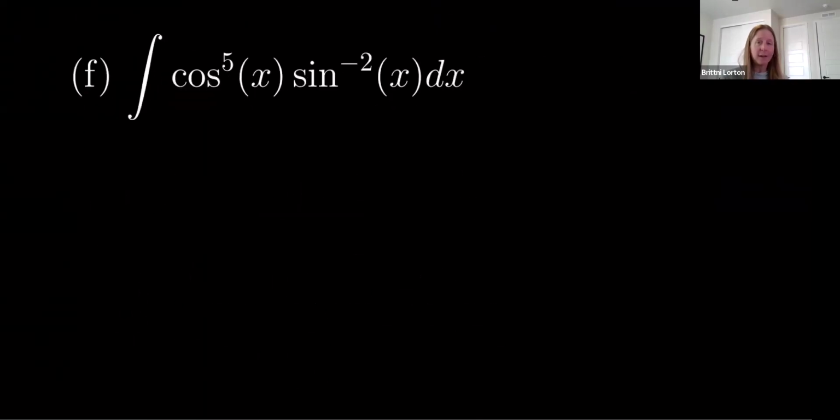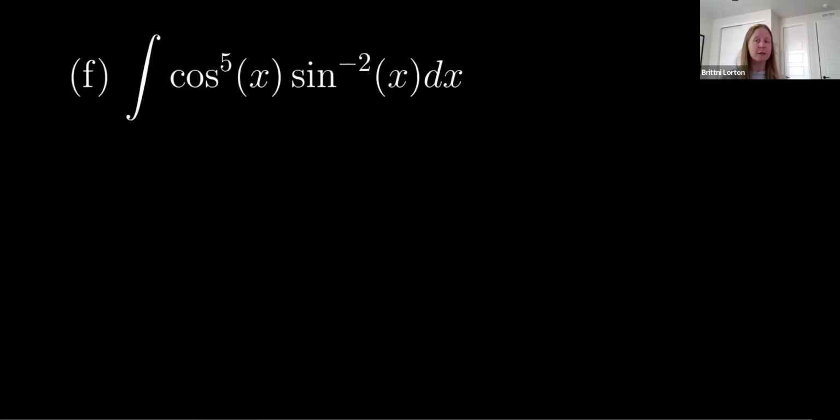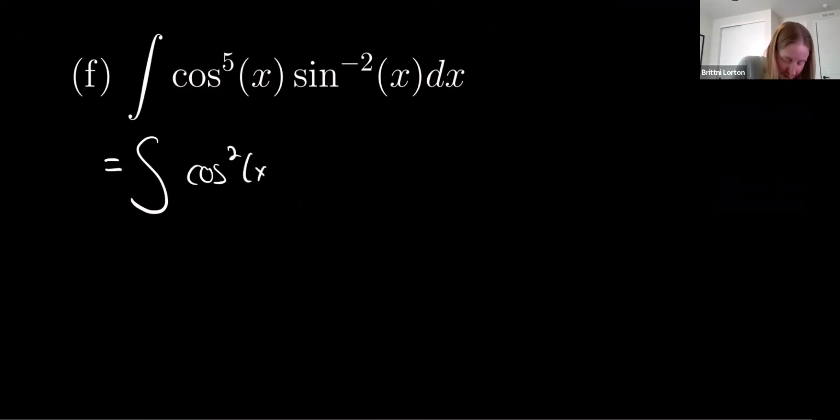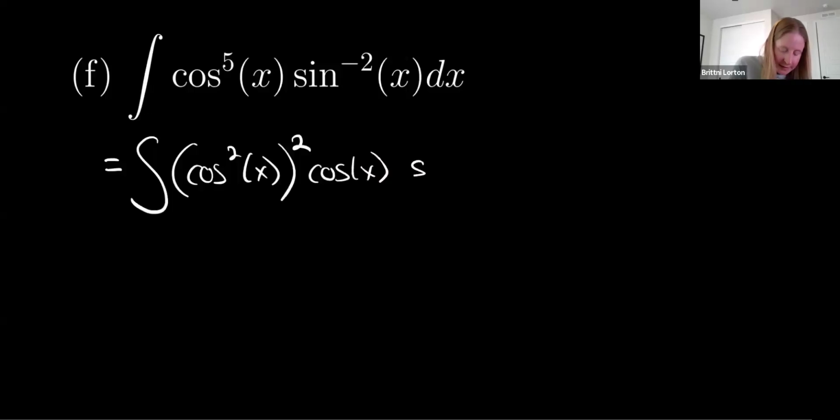All right, same kind of idea for the next one. I'm going to set it up. I'm not going to finish solving this one, so you'll want to set it up with me, and then you'll want to pause the video and see if you can finish it off on your own. But let me set it up for you. This will become the integral of cosine squared of x squared times an extra cosine times the sine of x to the power of -2.